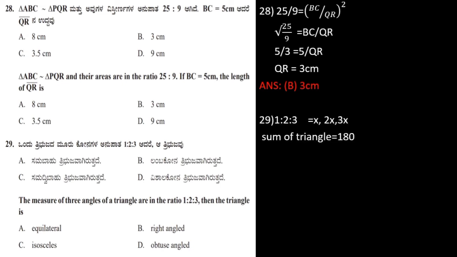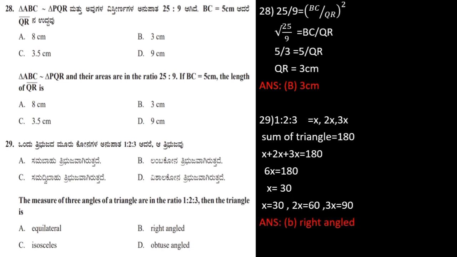We'll get x plus 2x plus 3x is equals to 180. By adding this all, we'll get 6x is equals to 180. 6 will divide 180, then we will get x is equals to 30. So we can write x is equals to 30, 2x is equals to 60, and 3x is equals to 90. That means here 90 is coming. Therefore, we can say it's a right angle triangle. Therefore, option B is the right one.